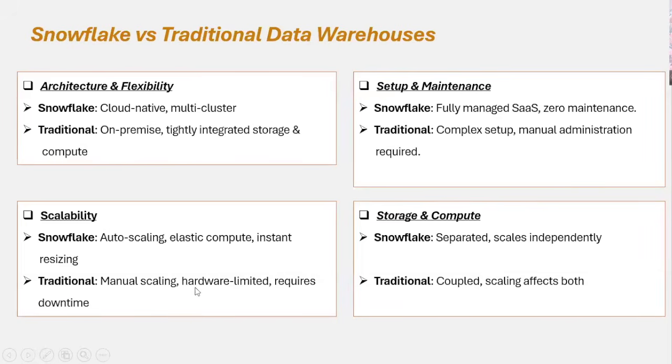Now, what are the differences we notice between these features of Snowflake and the pros and cons of traditional data warehouses? If I talk about architecture and flexibility, the best part is that it is cloud native and multi-cluster. The more compute or concurrency, the better performance you need, you can modify things accordingly. You can do vertical scaling, you can do horizontal scaling. It totally depends upon your requirement.